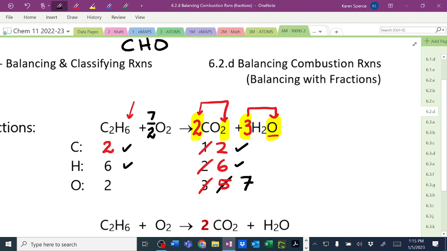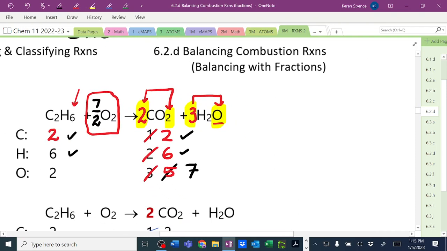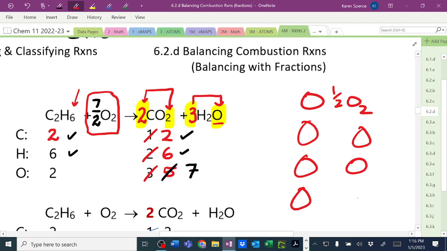Not pretty? Did you guys catch how that worked? Don't worry, we're going to do more examples if you didn't catch how it worked. Okay? Because if I have 7 halves of O2, remember what that looks like? Here's a half of an O2. 1, 2, 3, 4, 5, 6, 7. So I have 7 halves of an O2.